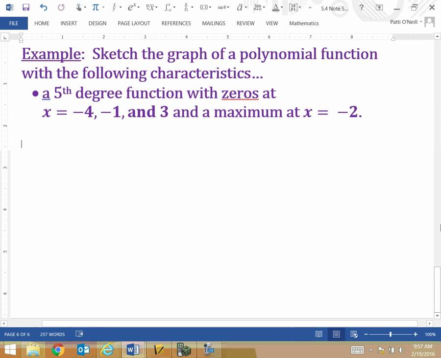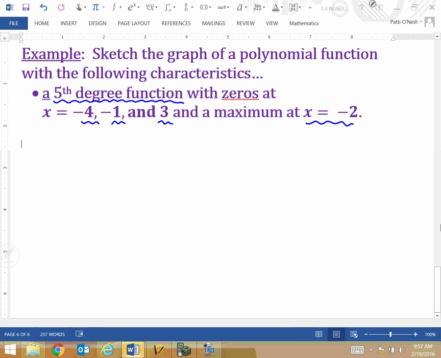I'm going to give you some characteristics, and I want you to come up with a graph that would fit all of this information. So I'm asking you to sketch a graph of a polynomial function that has the following characteristics. It's got to be 5th degree. So that means that we would have at most 4 turning points, zeros at -4, -1, and 3, and a max at x equals -2. Now, I'm going to tell you right off the bat, there are various ways that this could be done. My way is not going to be the only way.